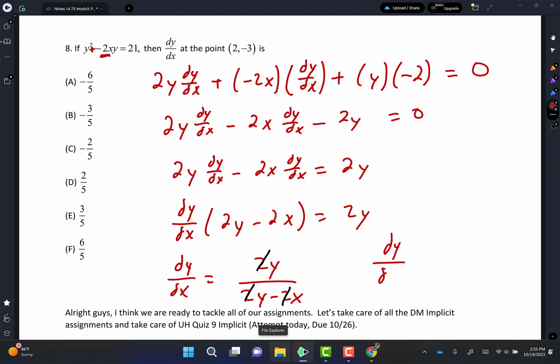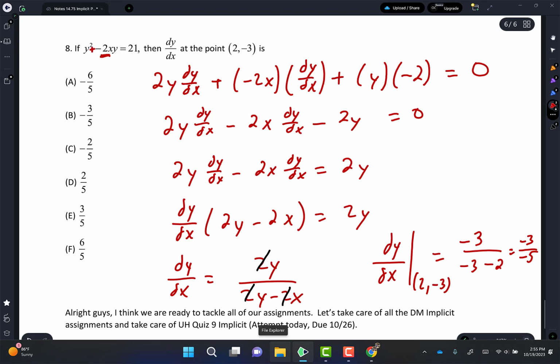dy dx evaluated at (2, -3) equals, what's the y value? -3 over the value again, -3 minus 2. So -3 over -5. So is that 3/5? Negative divided by negative is a positive.